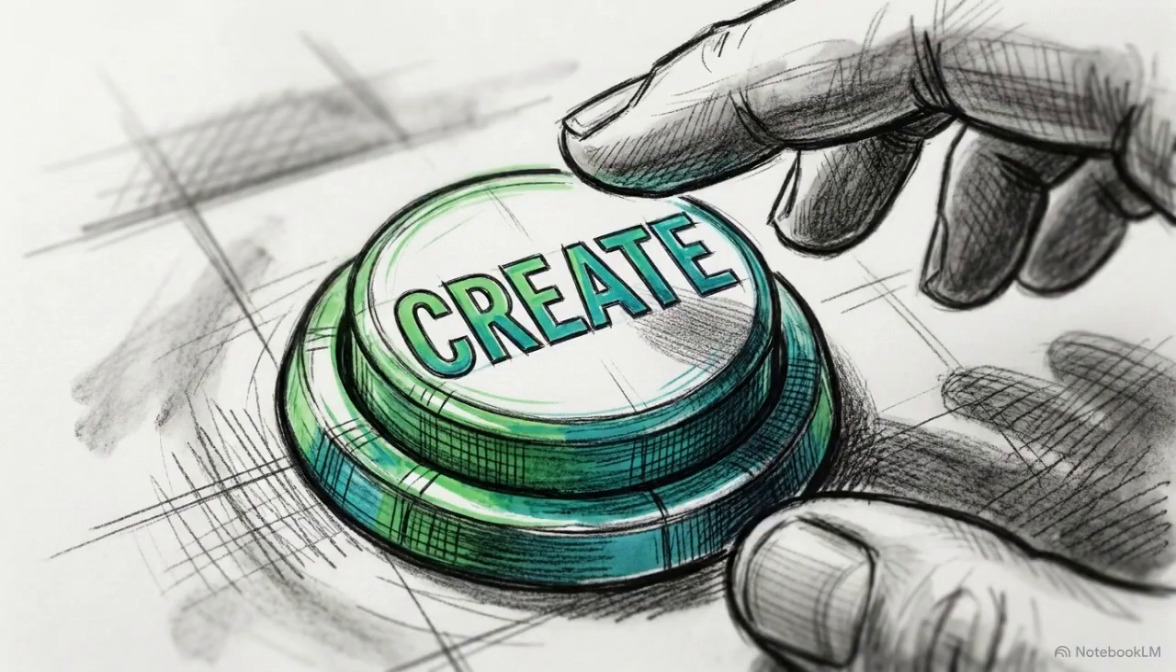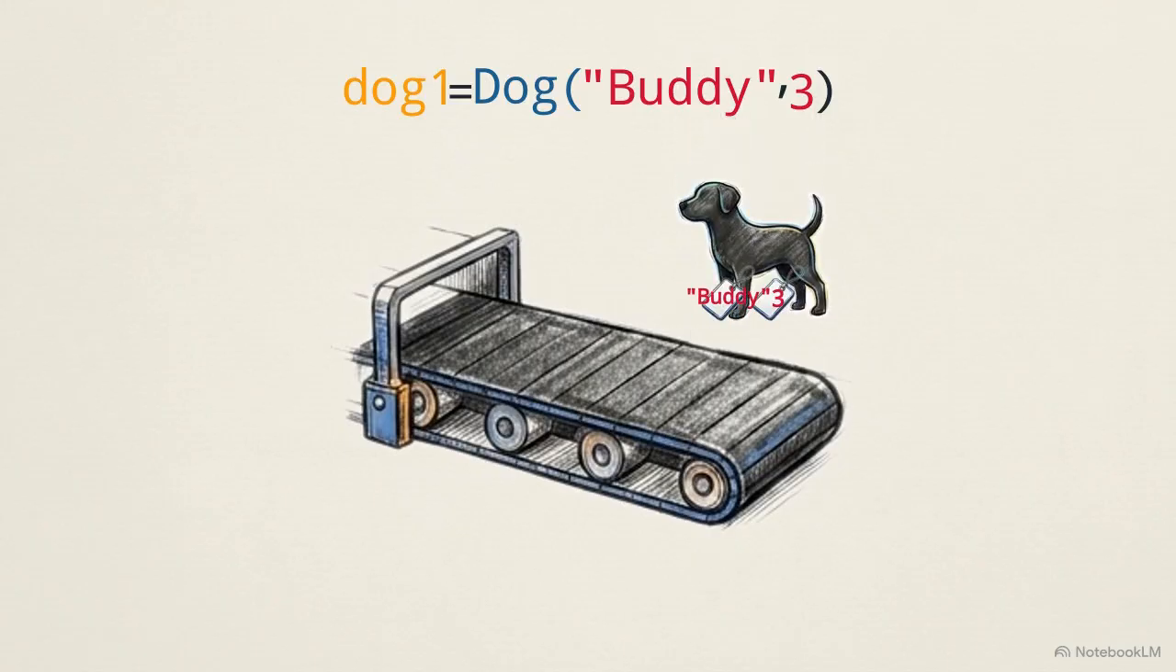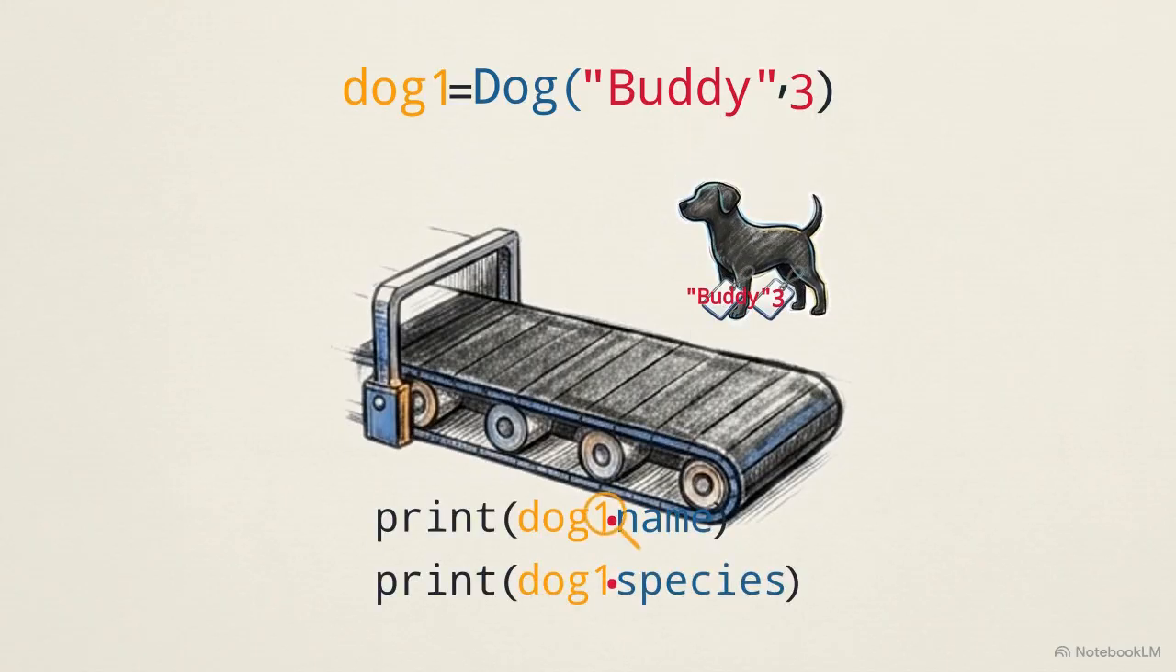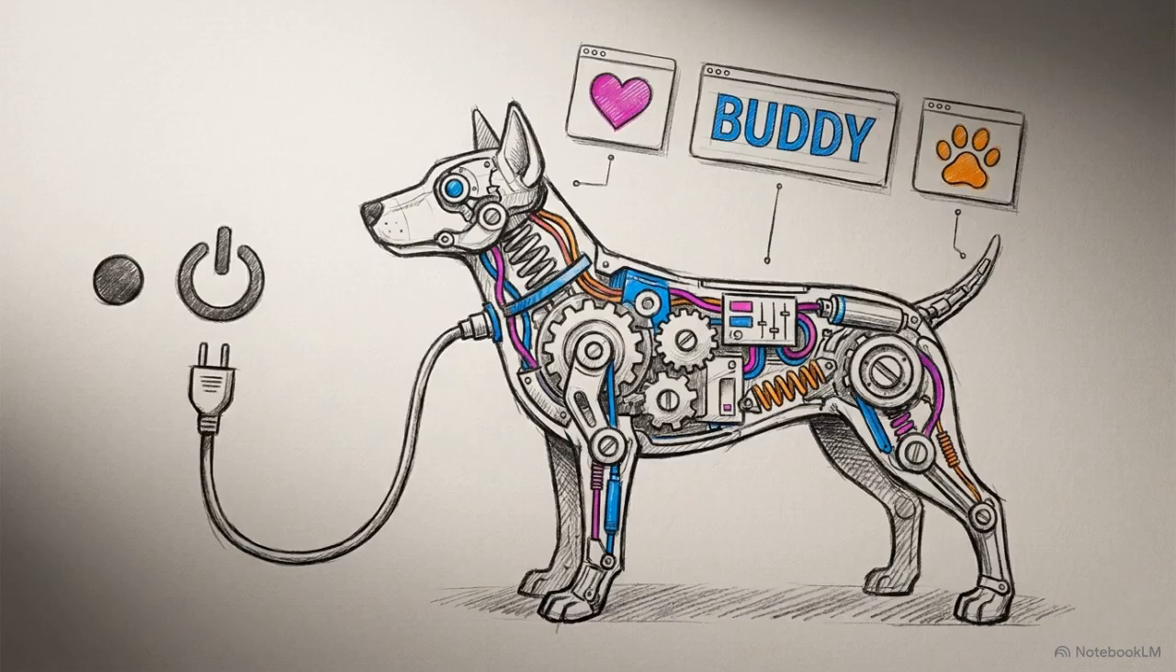Now, let's watch what happens when a player finally hits create and gives their dog a name. Code like dog1 equals dog, buddy, 3 is the moment of creation, plugging specific values into the blueprint to bring a dog to life. Later, the game uses a simple dot. Typing dog1.name tells the engine to pull out the exact name we assigned. This dot is a direct wire to the object's brain, allowing the game to check its health, name, or species at any time.